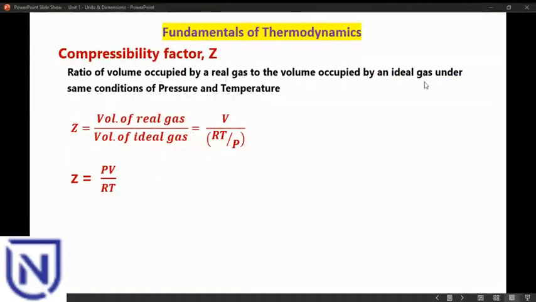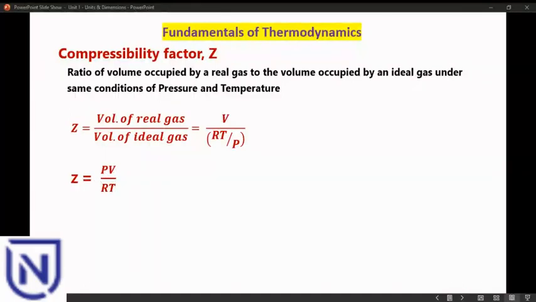We are talking about a real gas here, not an ideal gas. The volume occupied by the real gas is V. Then in the denominator is the volume occupied by an ideal gas under the same pressure and temperature. How do I find out the volume of an ideal gas? For an ideal gas, PV is equal to RT. I do not know the volume, so how do I calculate? V is equal to RT by P. Remember, V is the volume occupied by the real gas. So when I rewrite it, Z is equal to PV by RT.